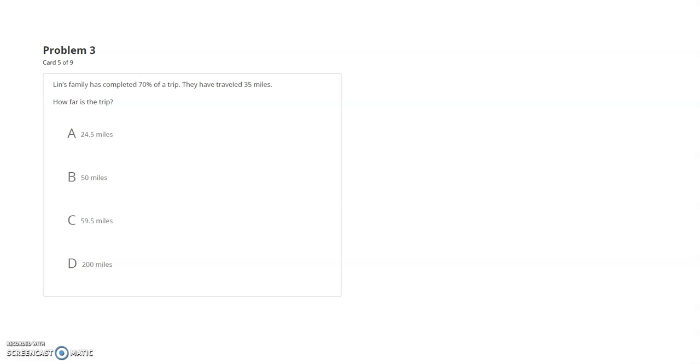Unit 3, end of unit assessment, problem number 3. Lynn's family has completed 70% of a trip. They have traveled 35 miles. How far is the trip?